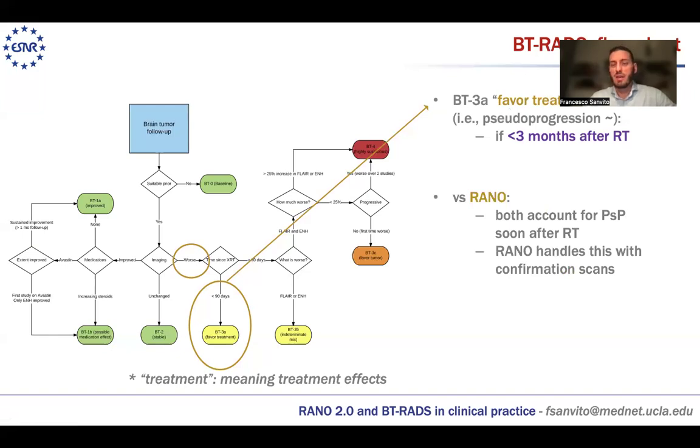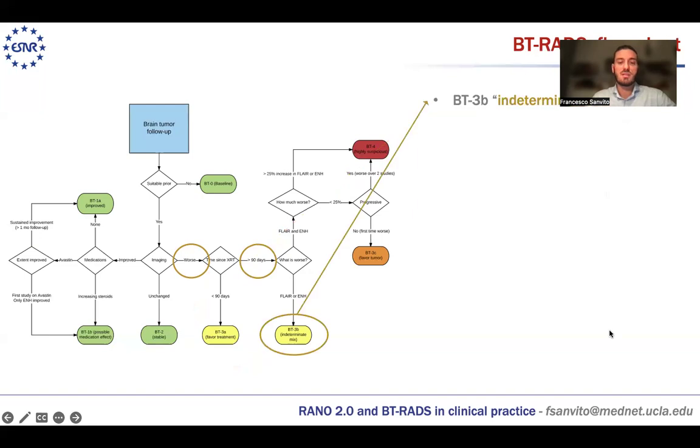However, this B3A category results in a suggestion in BT-RADS to obtain a confirmation scan, essentially a follow-up scan before expected, which is the same as obtaining a confirmation scan. It all goes back to a similar concept to RANO 2.0, where a progression in this time window requires a confirmation scan. So not that different.